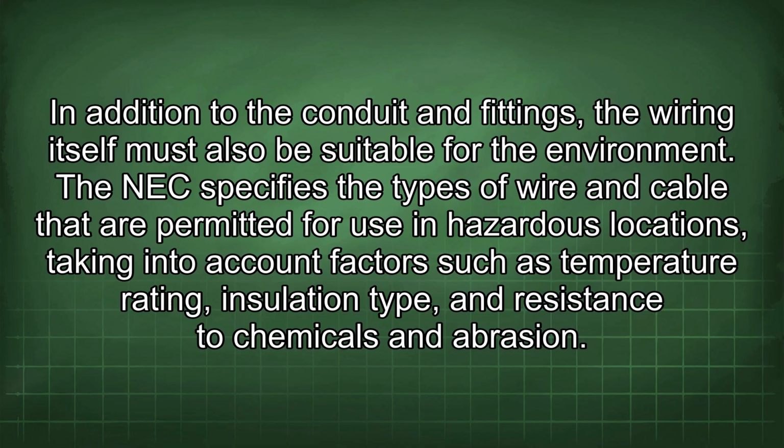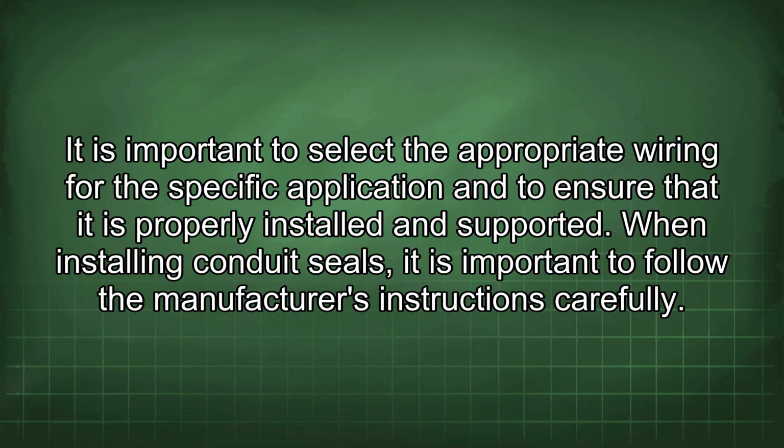In addition to the conduit and fittings, the wiring itself must also be suitable for the environment. The NEC specifies the types of wire and cable that are permitted for use in hazardous locations, taking into account factors such as temperature rating, insulation type, and resistance to chemicals and abrasion. It is important to select the appropriate wiring for the specific application and to ensure that it is properly installed and supported. When installing conduit seals, it is important to follow the manufacturer's instructions carefully.